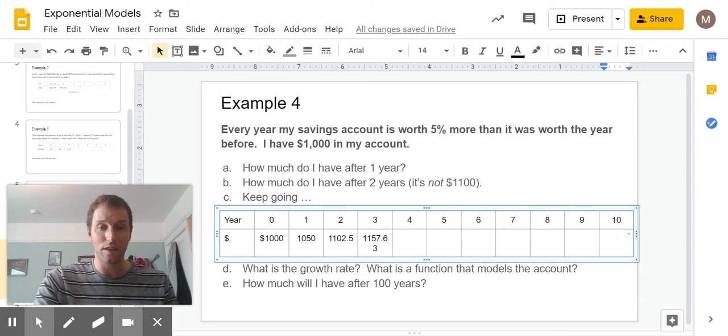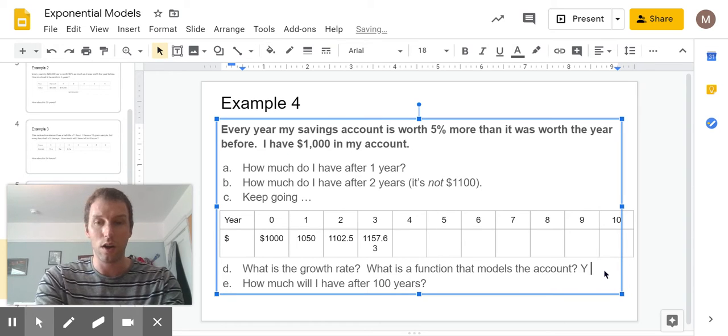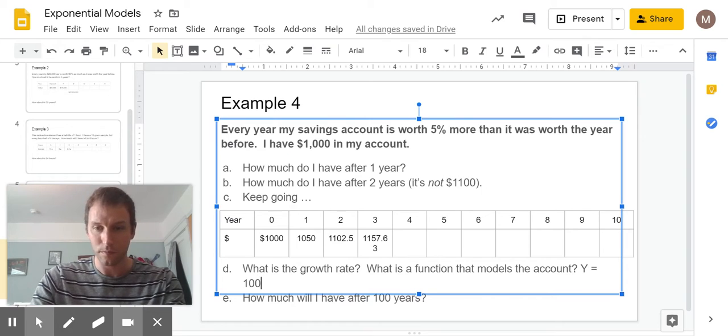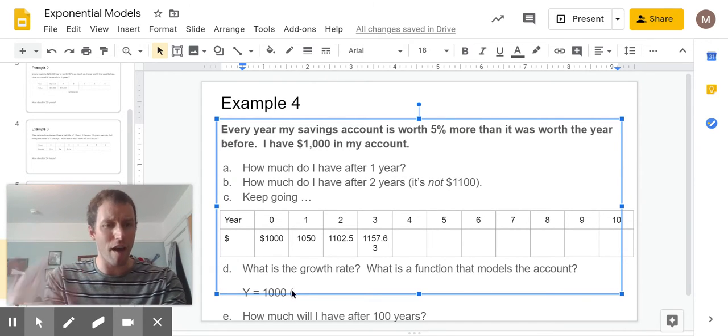I can jump out here to 10 years if I just do, let's write an equation here, y equals my initial investment of $1,000. Y equals $1,000 times not 0.05, not 5%. That would be making it shrink. To get the next year's value, I take my $1,000 and I multiply it by 1.05, 105%, and I do that over and over and over again to the power of however many years it is.